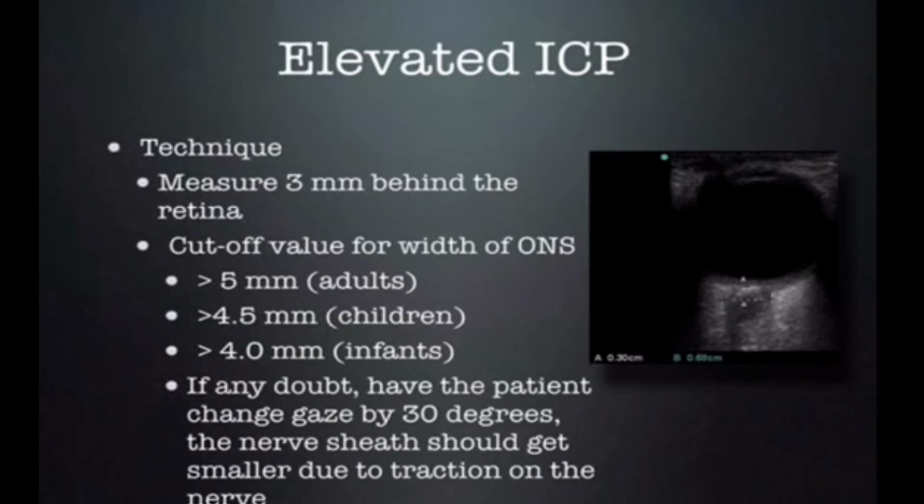If there's any doubt, it looks wide, but you're not really sure, you can have the patient look about 30 degrees or change their angle of vision. Have them look a little bit away from you. And as you do this, this will tighten up the optic nerve sheath and make the sides easier to see so you can get a more accurate measurement.